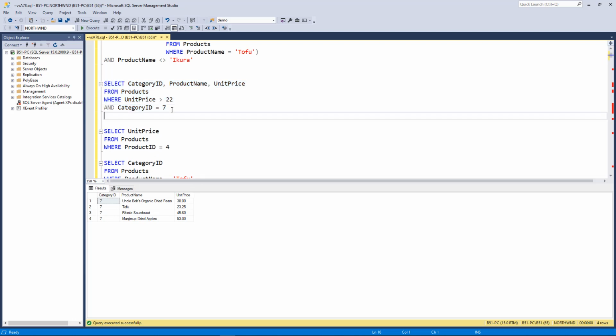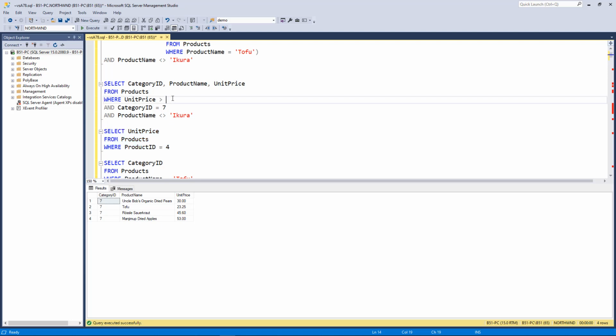And we want to make sure that the product name is not Ikura. If we run this, we see that the product name is not Ikura. So we have three filters with and between them. Now we don't want the values, we want to add the subquery, the query that we use to understand the unit price and the category ID.